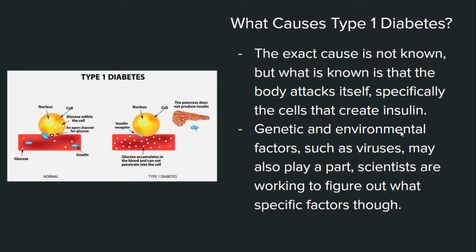On the left, you see we have a normal cell and vein with glucose and insulin. It's working properly because of the insulin receptors. And then on the right, you see that there is much more glucose in the blood because it is accumulating and is not able to exit the body without the insulin.